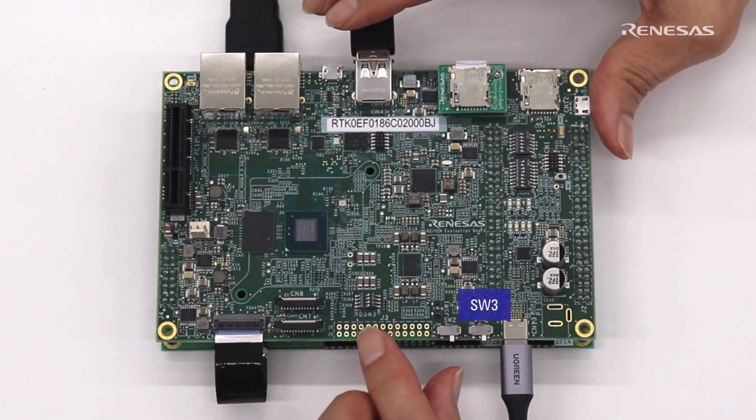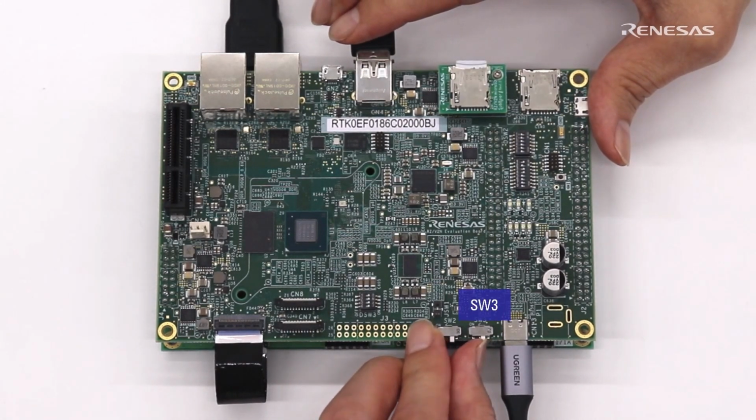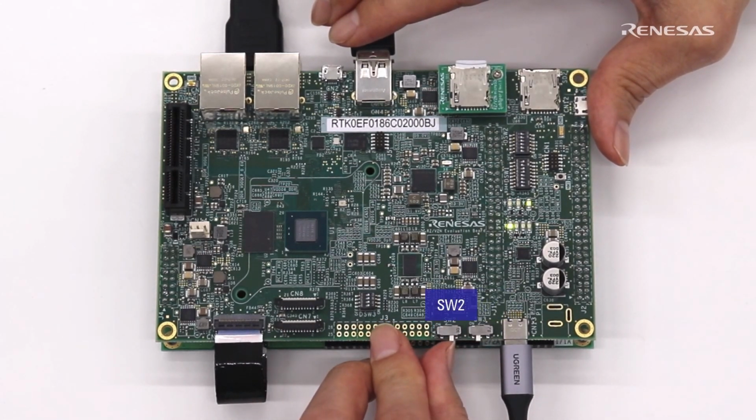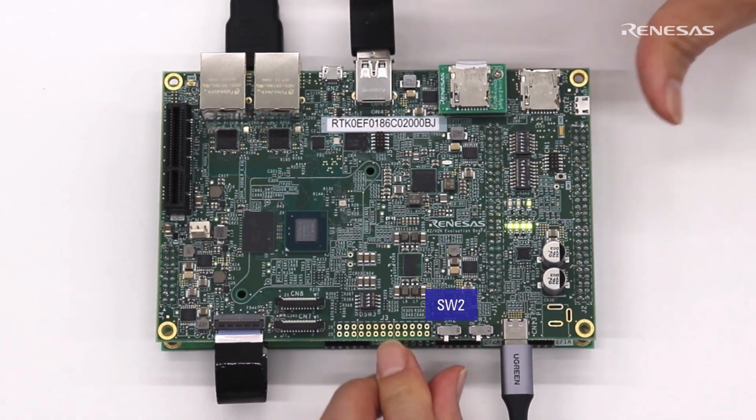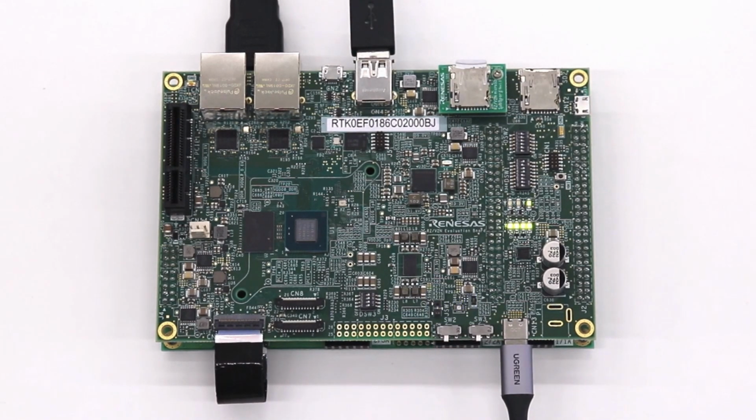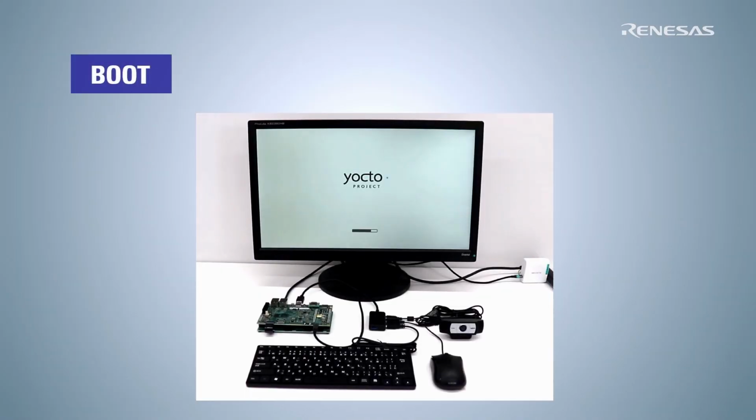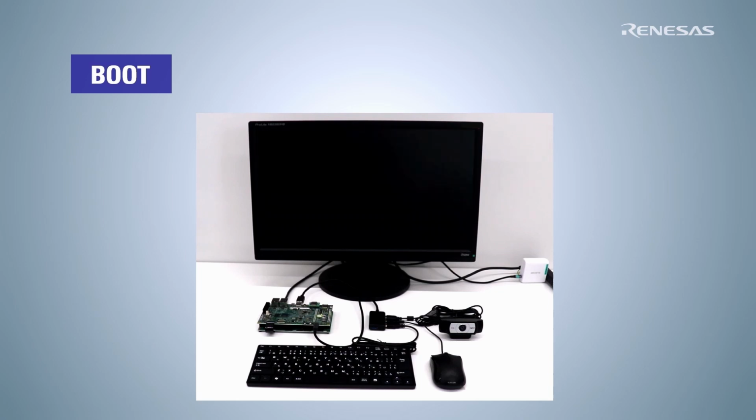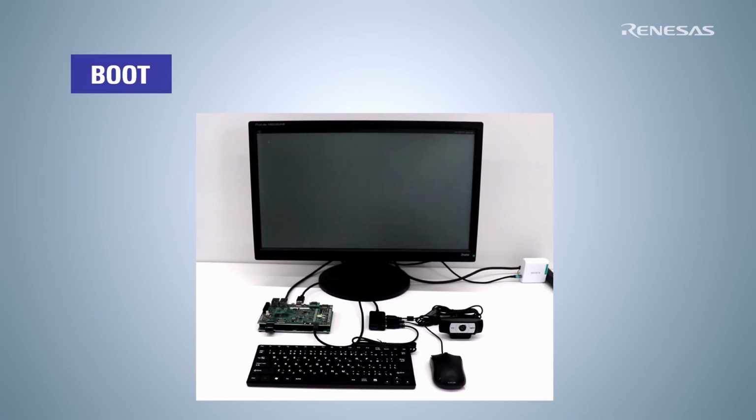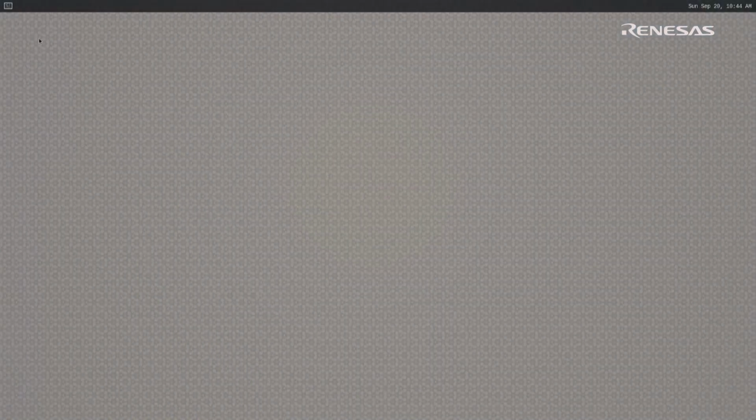Now we will boot the board. Turn switch 3 on. Then turn switch 2 on. The board will start up. If you see the Yocto on the monitor screen, the board has been booted successfully. You can run the application. Let's check the monitor screen.